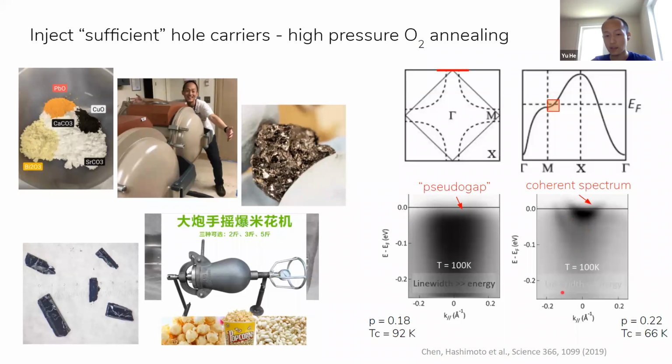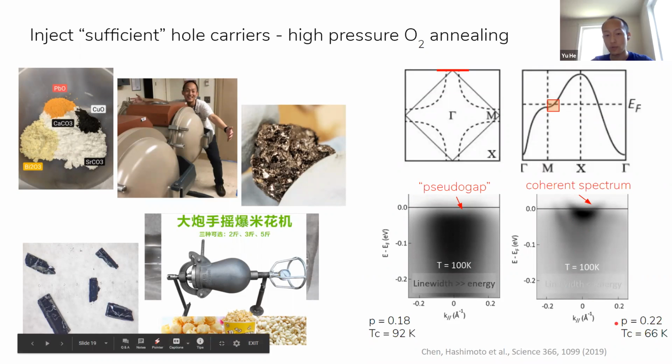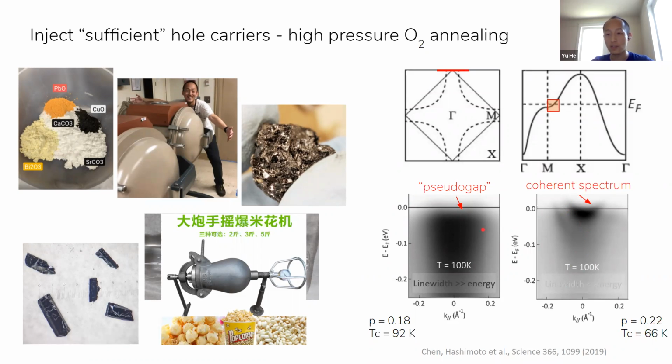Importantly, on the right-hand side, with only about 4% more hole carrier concentration, the system TC is suppressed to 66 Kelvin. But you can see even without any quantitative analysis that the spectrum becomes qualitatively a lot more coherent at the same momentum point in the Brillouin zone. So that's already giving us a lot of spectroscopic confidence that we indeed have pressed enough oxygen into the system such that we regained spectral coherence.